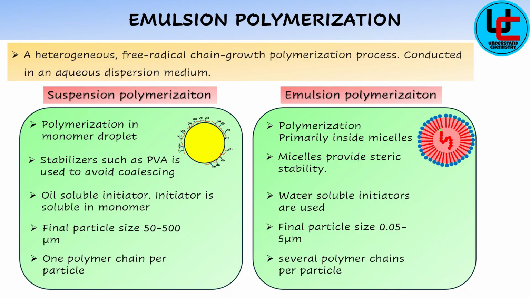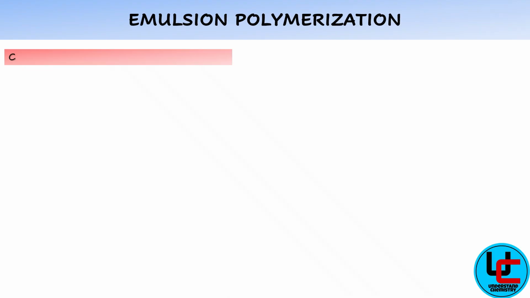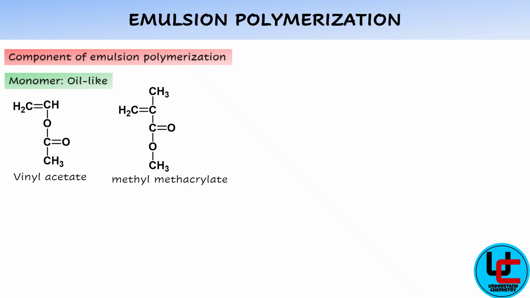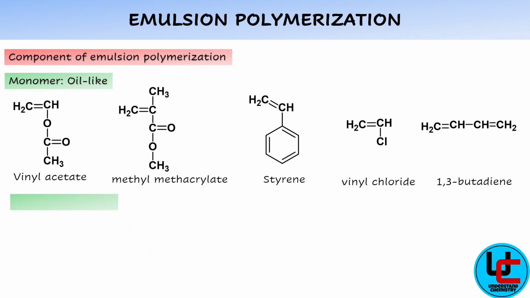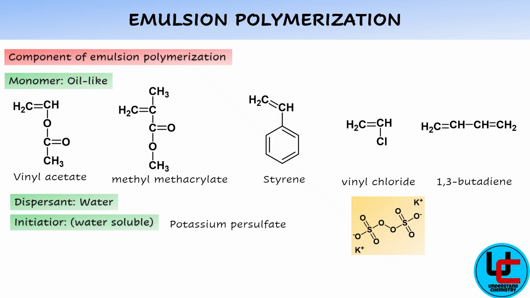Now let us see the fundamental components of emulsion polymerization. First we have the monomers. These are the oil-soluble monomers like vinyl acetate, methyl methacrylate, styrene, vinyl chloride and butadiene. The second component is the dispersant, which is simply water, the continuous phase. Initiator suitable for emulsion polymerization is an inorganic water-soluble thermal initiator like potassium persulfate. The last component of the emulsion polymerization is the emulsifier or surfactant, for example sodium dodecyl sulfate.